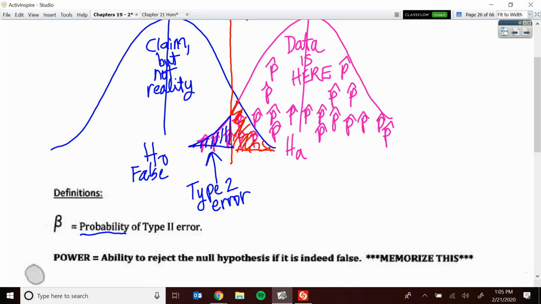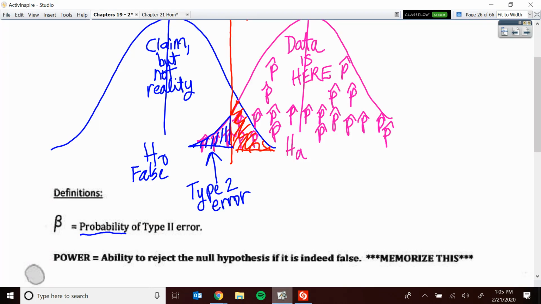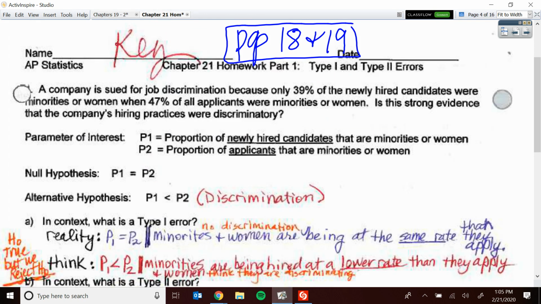All right, now I'm going to show you something that we want to know. Actually, I want to go over to your homework for just a minute because I want to put the importance of all of this into context. So take a look at your page 18. We're just going to look at the first problem.